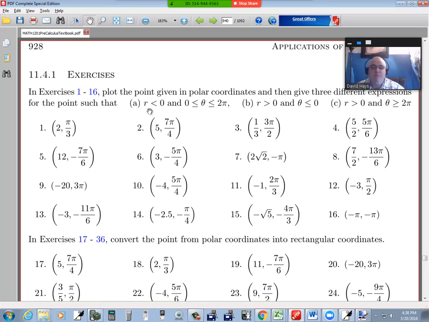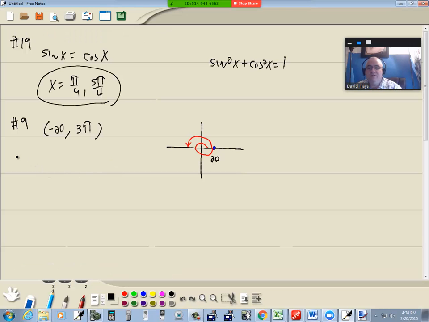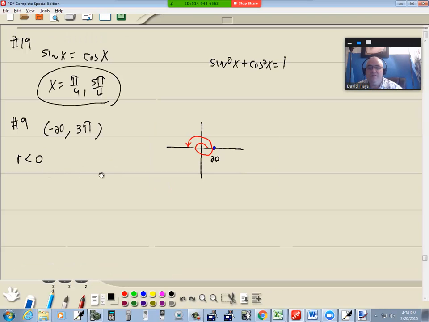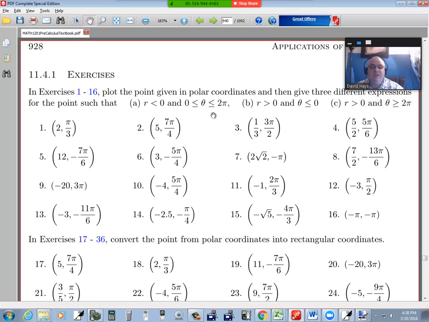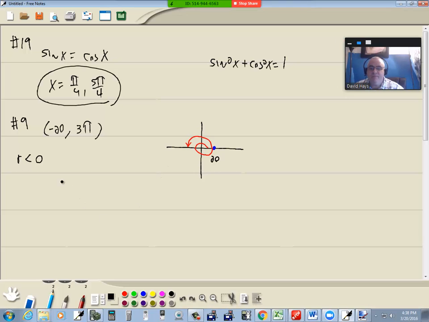And then it says, come up with one where r is less than 0 and theta is between 0 and 2 pi. Well, that one's easy. R is less than 0, it's already negative. I know with angles I can add or subtract 2 pi. So if I just subtract 2 pi, then negative 20 and pi would also give me that same point.